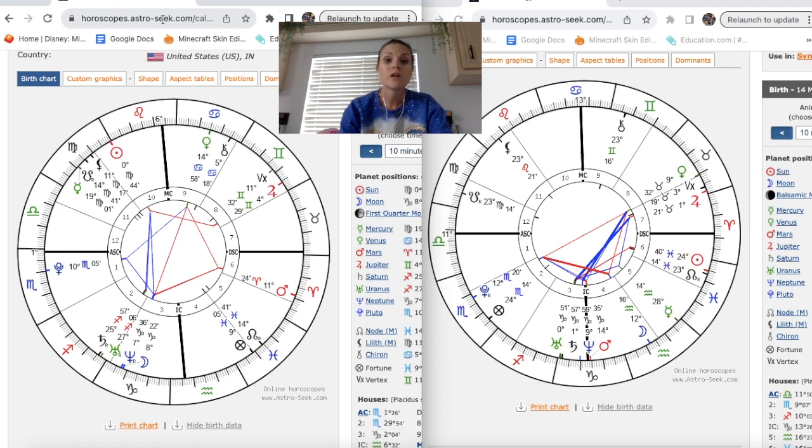Okay? I'm going to go through a basis of the celestial bodies, and then in these charts, I'm going to show you what we're looking at. So your moon says how they respond to others.